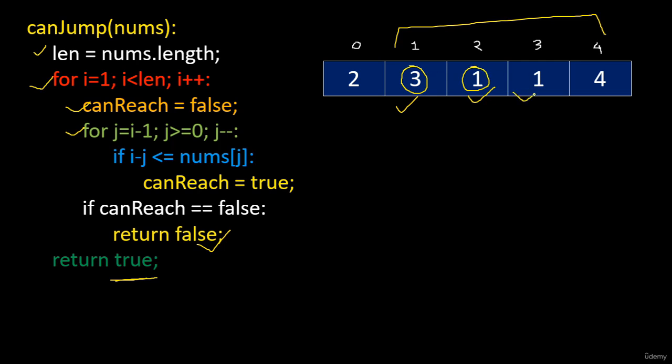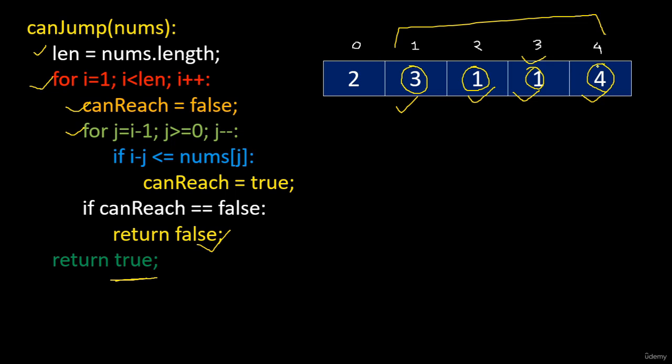Now let's move forward. This is our current element. Difference of index is 1, and here we have 1. So 1 is less than or equal to 1. So we can reach this cell. Let's move forward. This is our current element. We see that we can reach this element from the left, because 4 minus 3 is 1. 1 is less than or equal to 1. So it's true. So we can reach this cell from this cell.